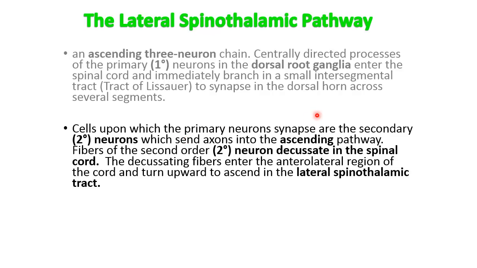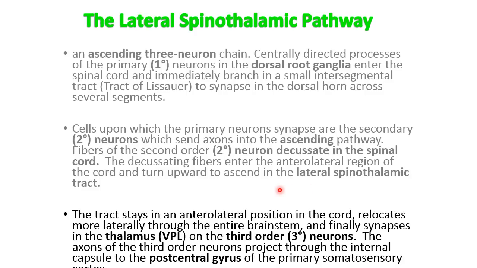Fibers of these second-order neurons decussate in the spinal cord. The decussating fibers enter the anterolateral portion of the cord and travel up in the lateral spinothalamic tract. The tract stays in that anterolateral position in the cord, relocates a little more laterally as it enters the brainstem, and finally synapses on the thalamus, in the ventral posterior lateral nucleus, on third-order neurons. The axons of the third-order neurons project through the internal capsule to the postcentral gyrus of the primary somatosensory cortex.